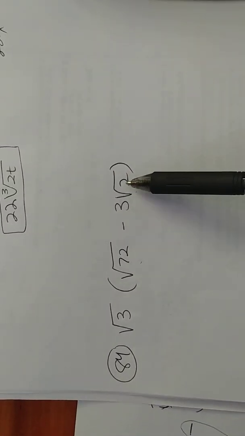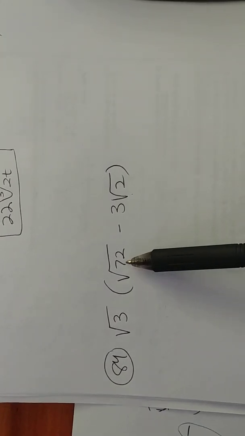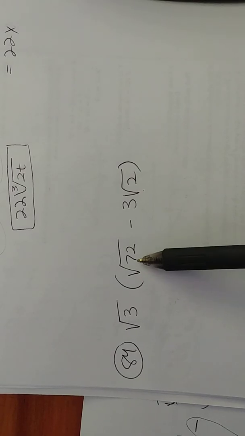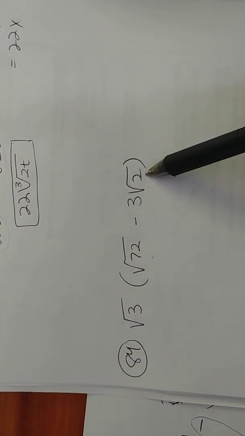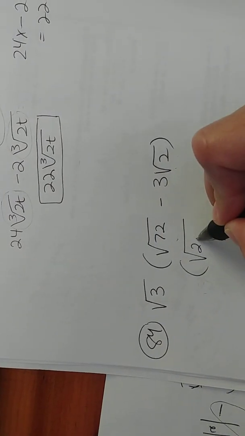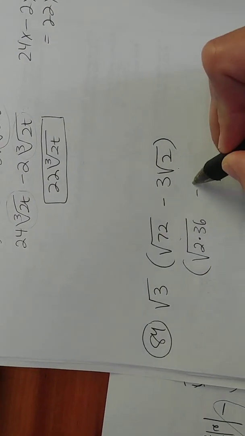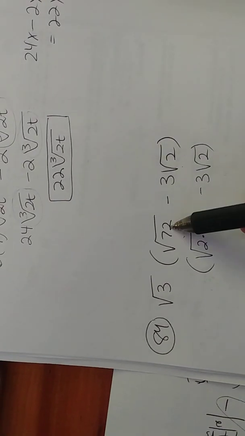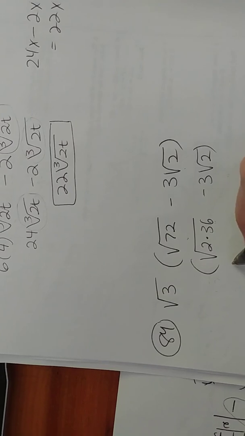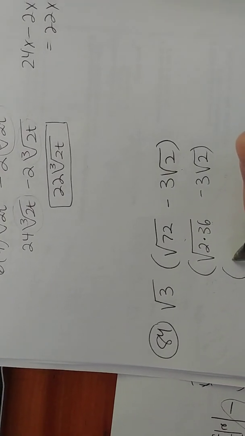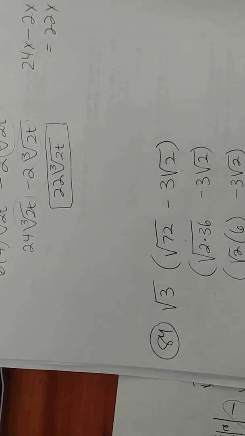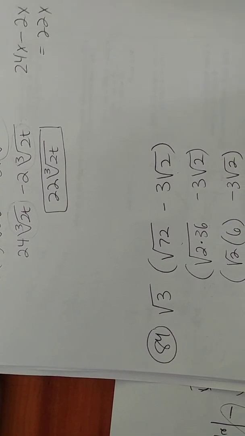So since here we have a radical 2 and here we have a radical 72, we can check and see if this leaves us with a perfect square if we split out a factor of 2. So if I do 2 times something, that other something is a 36. In other words, 72 is 2 times 36. 36 is a perfect square. It's 6, right? And then that's just 6 radical 2 minus 3 radical 2.